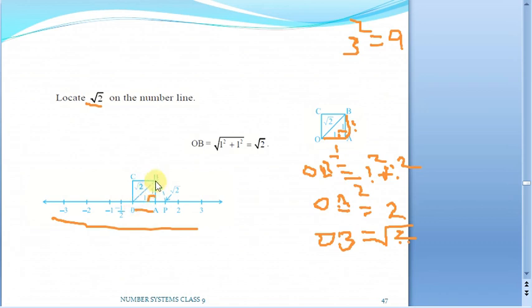Now join OB. Now exactly this is what we have seen. If this is 1, this is 1 in this triangle, what is OB here? It will be root 2. So here also OB will be equal to root 2. Now this is the length of root 2.